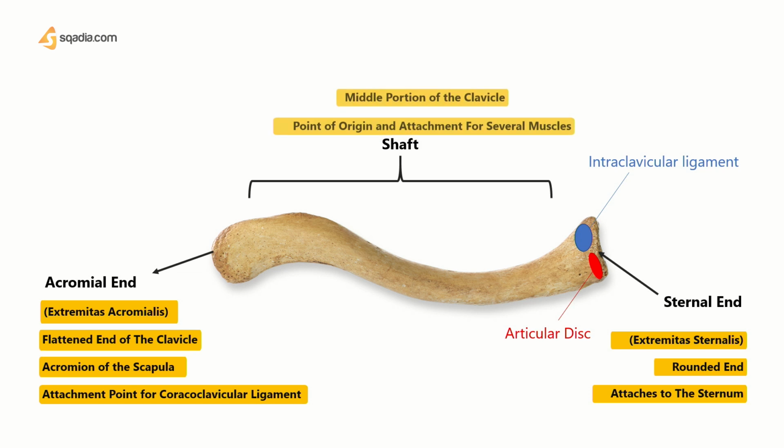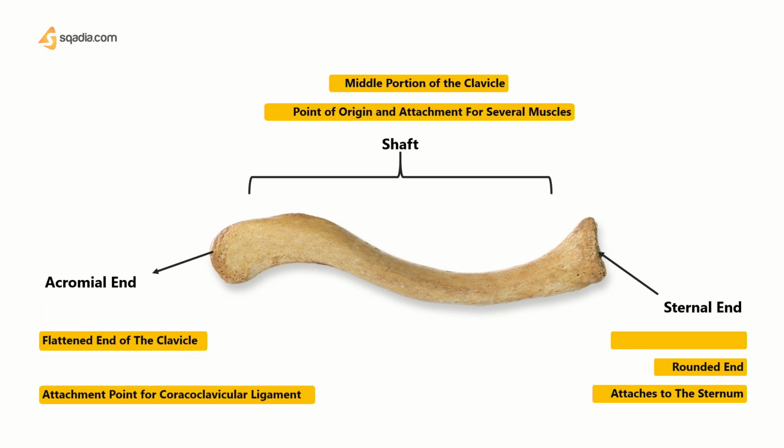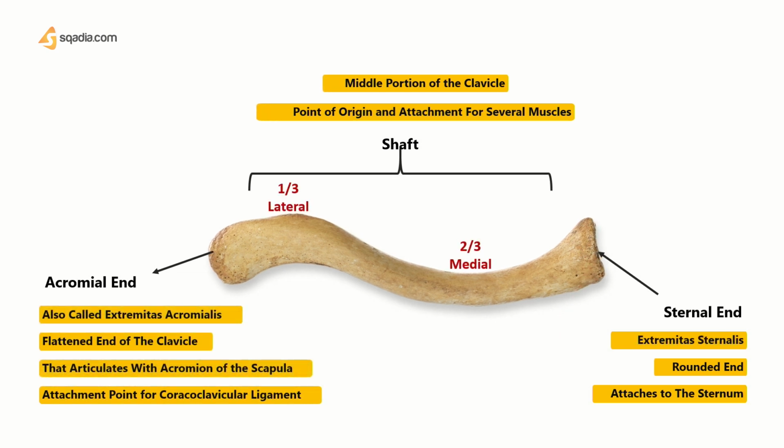Coming to the shaft, it gives attachment to muscles, which we will discuss later in the lecture. It has two halves, the medial 2/3 and the lateral 1/3. Taking the lateral 1/3 first, it is flat. There are two borders and two surfaces. The anterior border is concave, and the posterior one is convex. There is a superior surface and an inferior surface that is towards the opposite side of this bone.